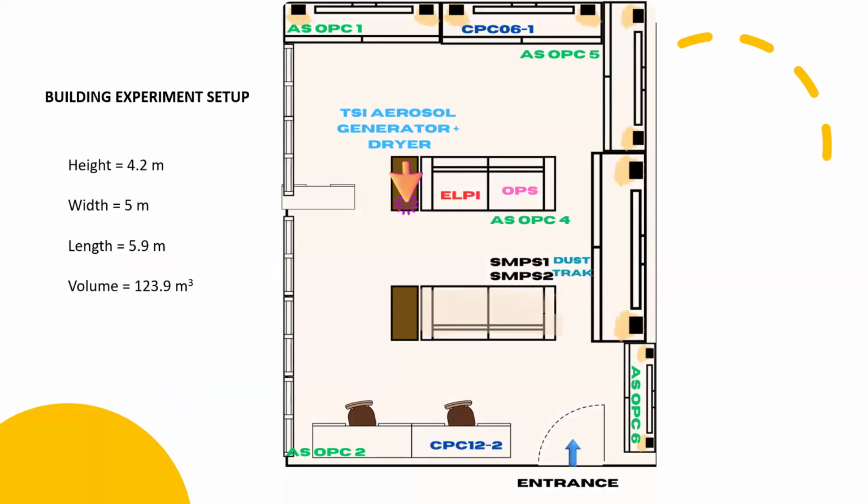And this is one of the building experiment setups which I did two weeks ago. I placed different instruments around the room: five OPCs, two CPCs, the LP, OPS, SMPS 1 and 2, and the Stryck. I generated aerosol using 5% sodium chloride for 15 minutes. After that, these instruments started recording data for the size distribution and the concentration.